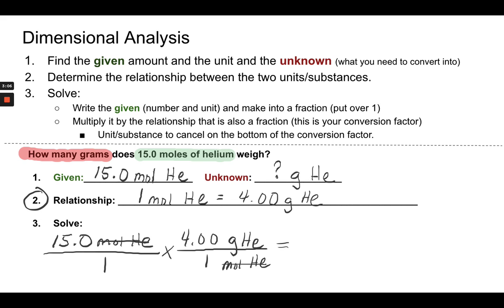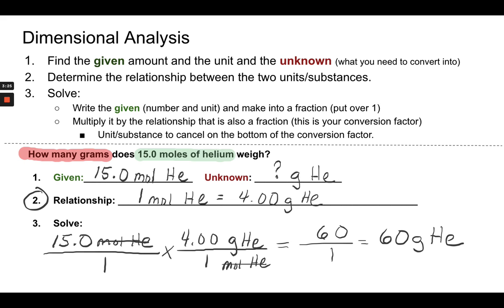Finally, to solve mathematically, you will multiply across the top, then multiply across the bottom, and finally, you will reduce that fraction and put on the unit that didn't cancel. Then you're going to look at your answer and make sure it makes sense.